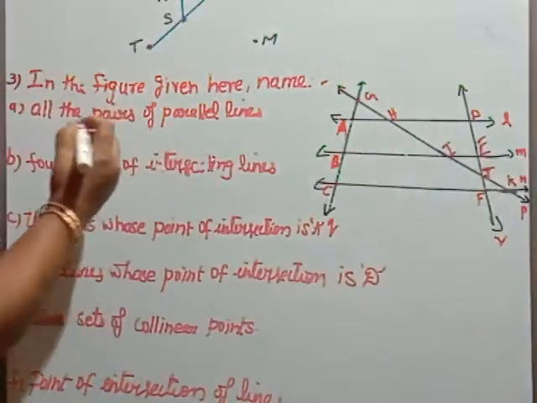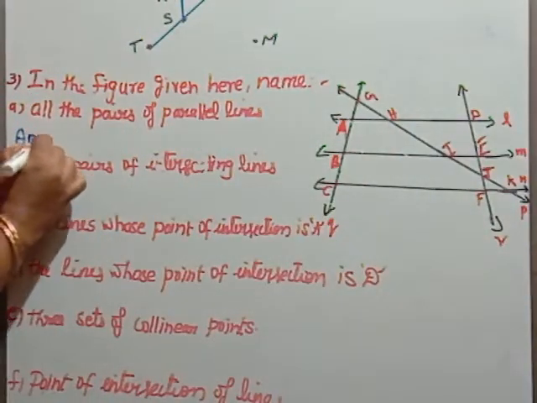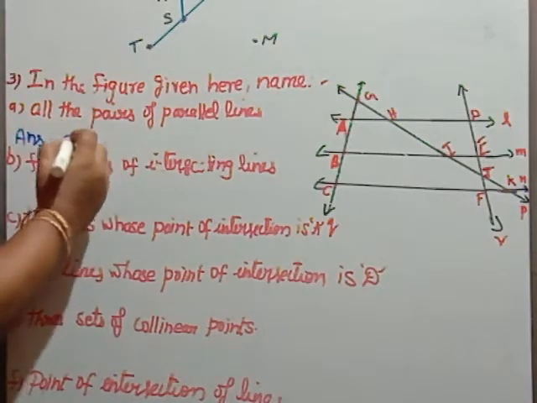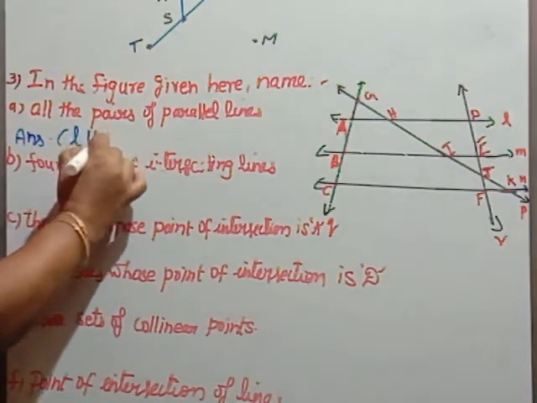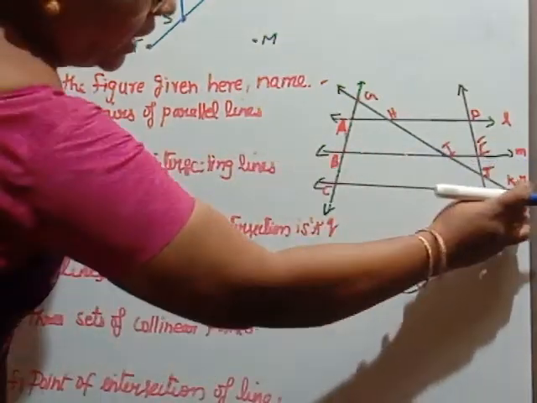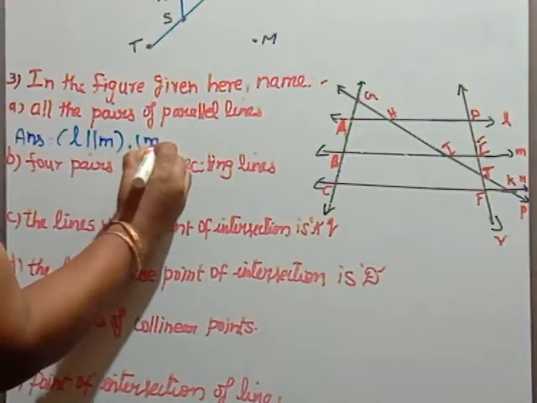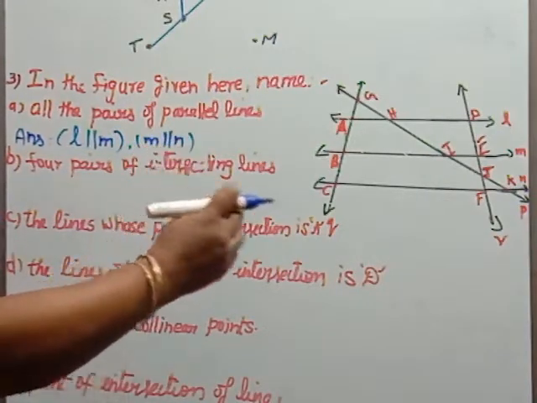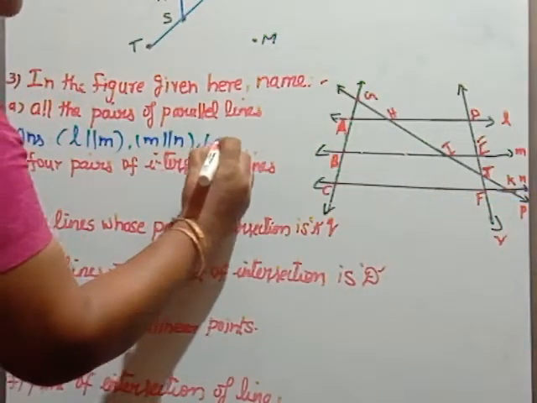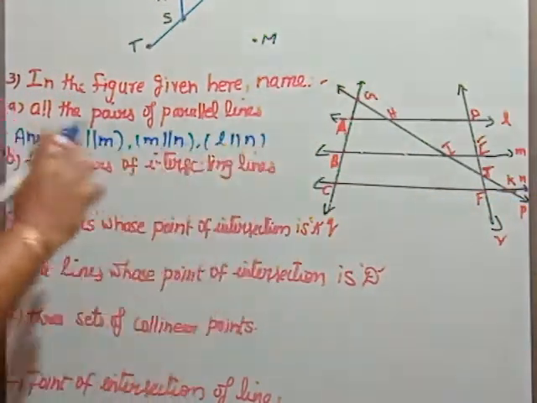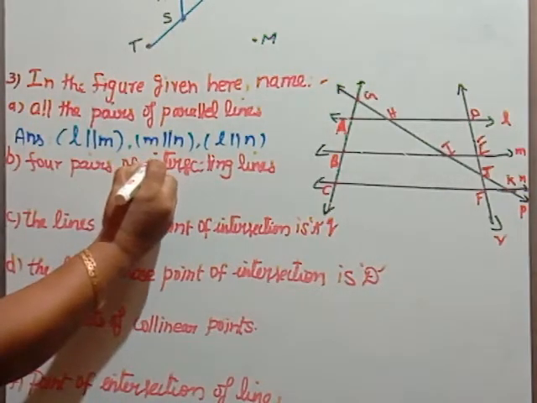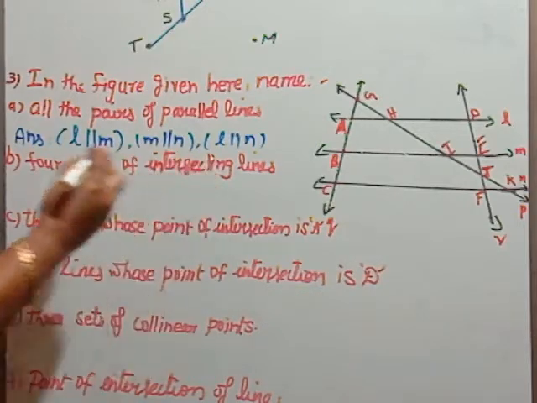L and M. In the last class I explained how to put the symbol of parallel lines. Now L is parallel to M. Next, line M is parallel to N. Then L is parallel to N. Isn't it?